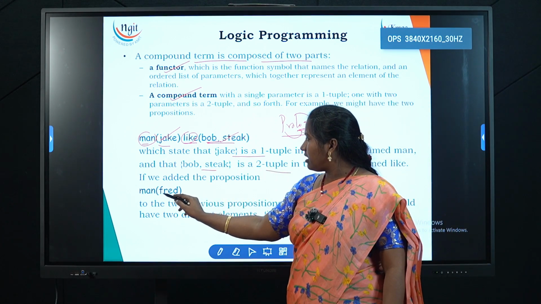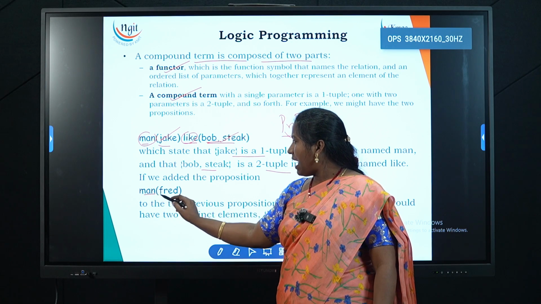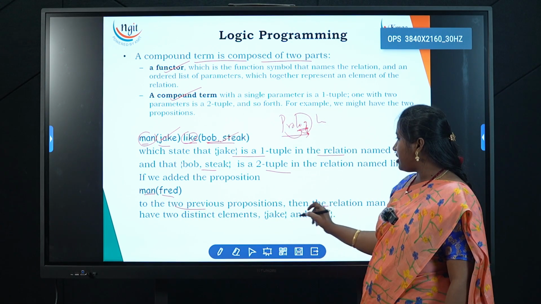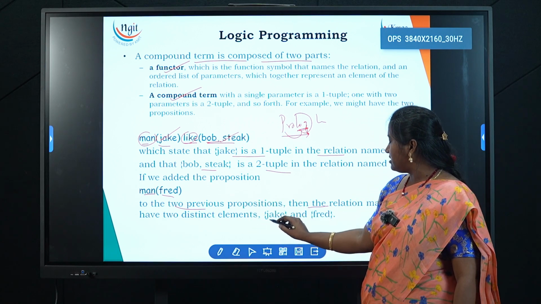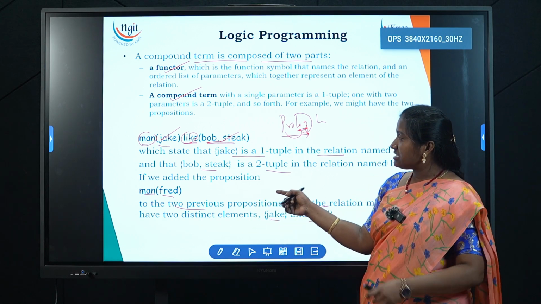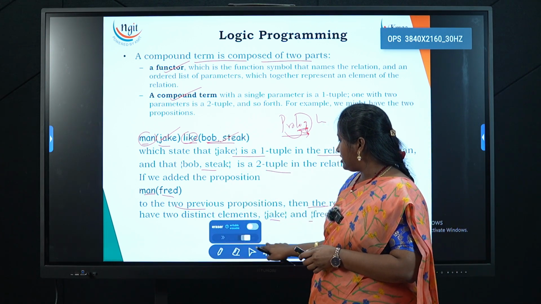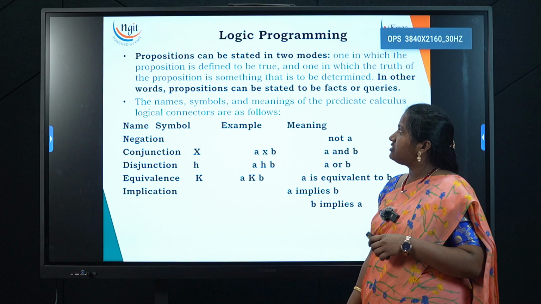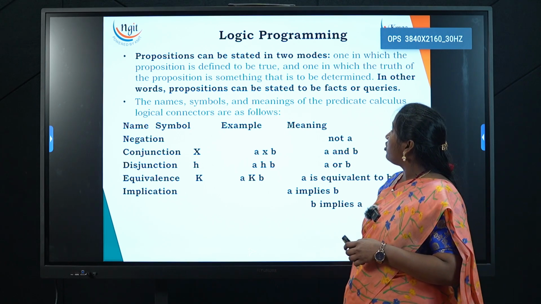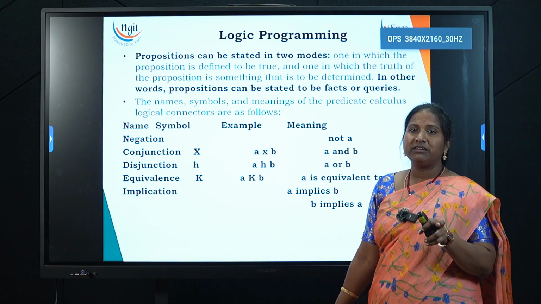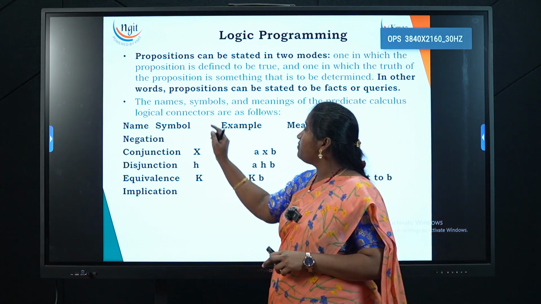And you can see this proposition, man Fred. So with the previous proposition, the relation man would have two distinct elements, Jake and Fred. So this is the way you have to write the semantics in the Prolog language. Now we use some kind of symbols. We say those are what? Modes. So that is the way you write the semantic things in the programming.